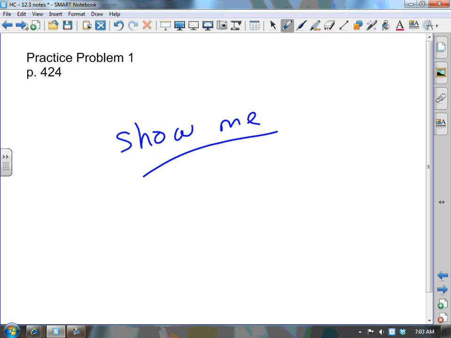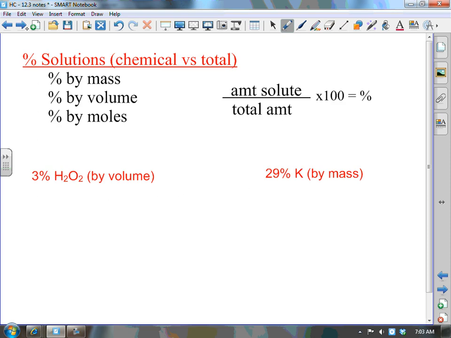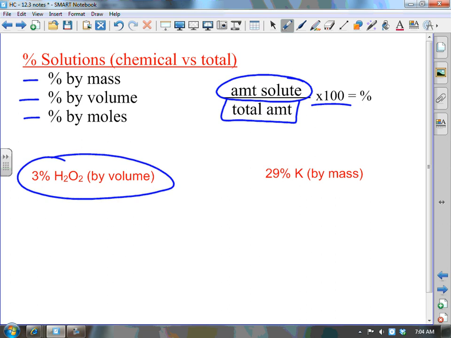All right, the last type of calculation we're going to look at is percentages. And this is one that we will use a little bit. Just depends on the chemical and the situation. We could do a mixture that says percent by mass, percent by volume, percent by moles. And it's a simple percent calculation: the amount of chemical that we're talking about divided by the total amount times 100. So we could say we've got a bottle that has 3% peroxide by volume. What that means is in that bottle, 3% of it is peroxide, and the remaining 97%, we assume, is water.